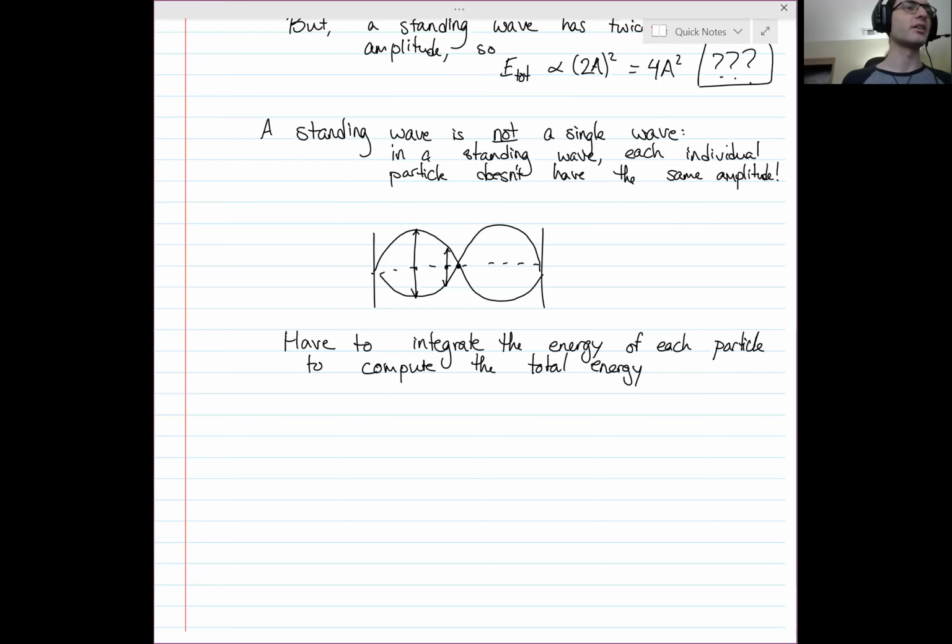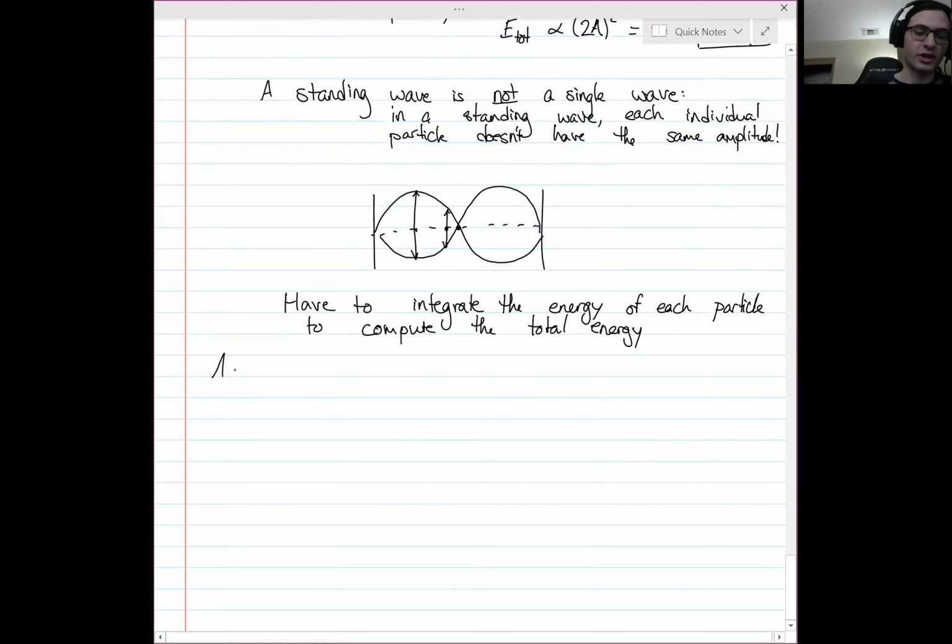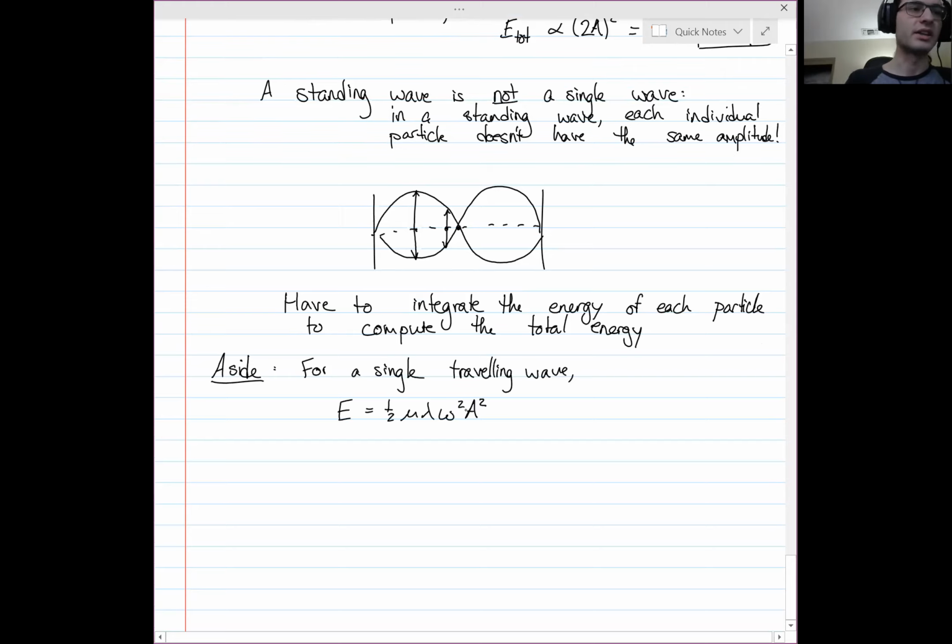So just as an aside, let's talk about a regular wave again. For a single traveling wave, the energy was 1/2 mu lambda omega squared A squared. This is for a single wavelength, by the way. And this is the mass of the string segment for 1 wavelength's worth of string.